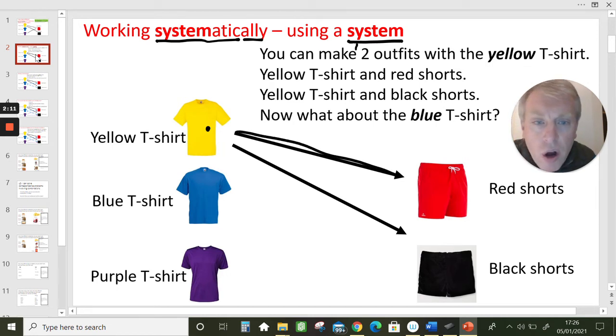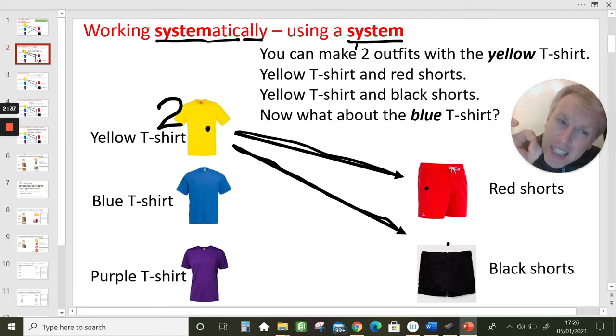So there we are, drawn 1 and 2. Yellow and red, yellow and black shorts. Well, I found all the combinations for the yellow t-shirt, and that's 2 combinations which have got the yellow t-shirt on top. Now, what should I do next? Should I just jump onto the purple t-shirt? No, because I want to use a system. I want to go little step by little step. I'm not going to jump straight onto that. I'm going to look at the blue t-shirt. That's the next one, so I'm going to be systematic.